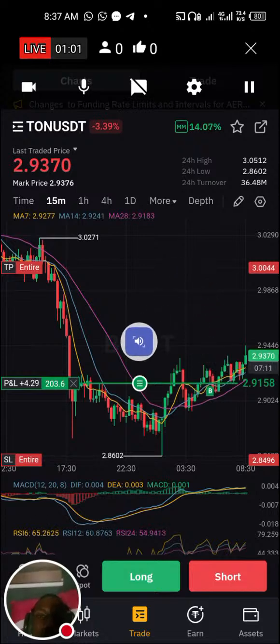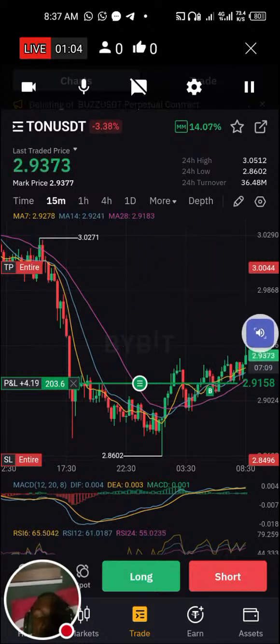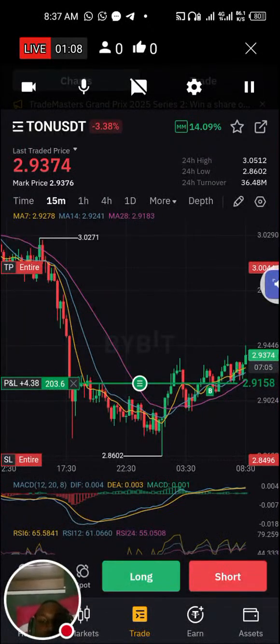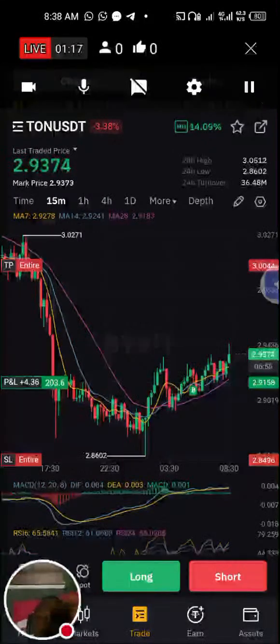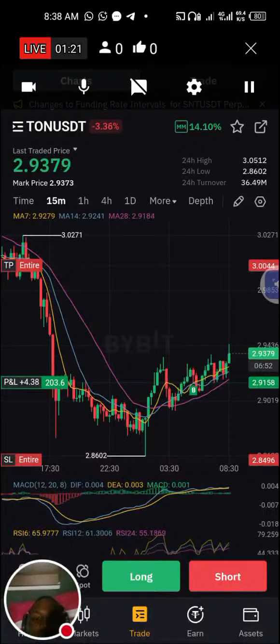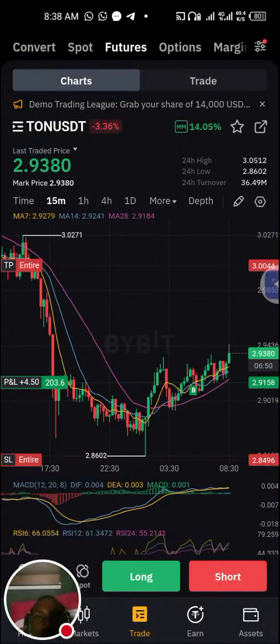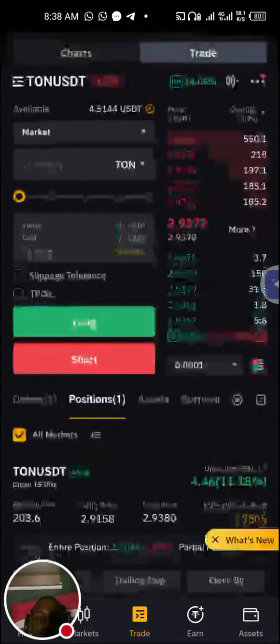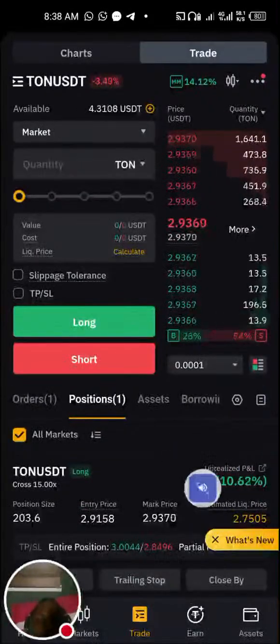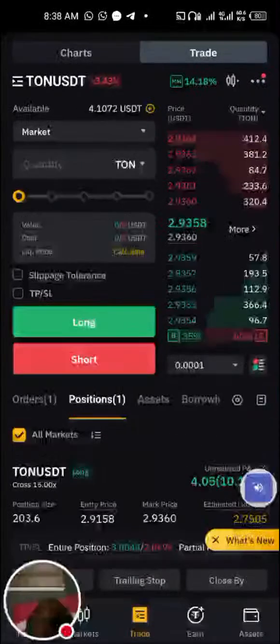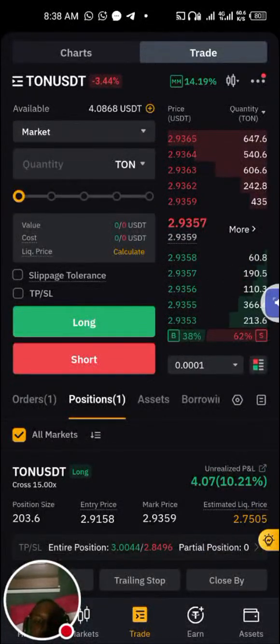So even right now, you can decide to enter this trade and you'll still make profit because we are just starting. We're just starting. So enter the trade. Let's trade together, guys. We're already on 11% profit, right? 10%. Let me say 10%.